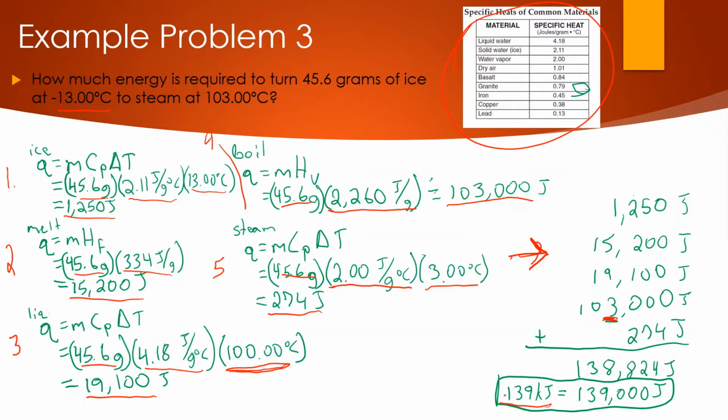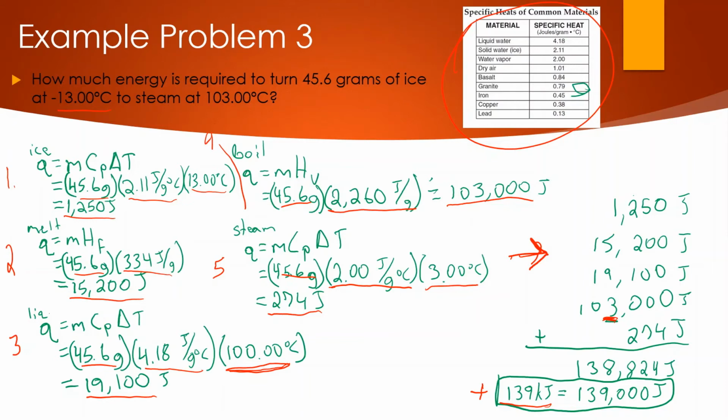Now, let's think for a second. Was energy leaving this system or going into the system? If you said going into the system, you are correct, which means that this value should be a positive value. And something that I missed in the previous problems, in problem number 2, it should also have been positive, as well as problem number 1.